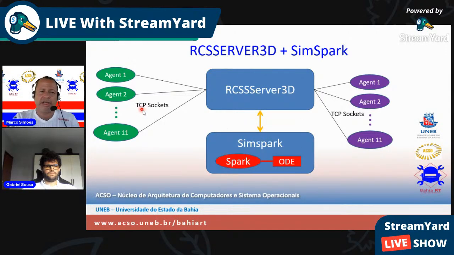The agents connect to the simulator using TCP sockets connected to the RCSS Server 3D. They use a default port that is 3100. And the server can receive 22 connections and manage all these connections during a match. So this is the overall architecture of our server.